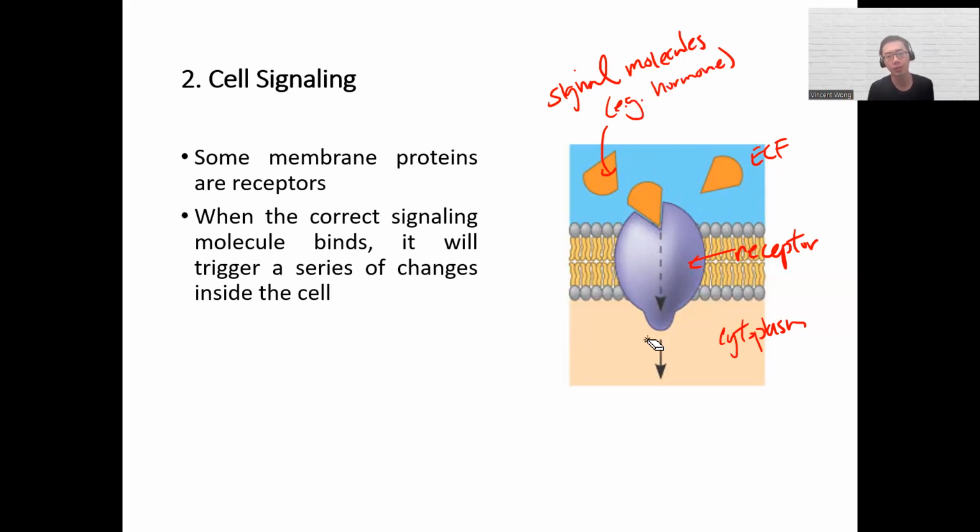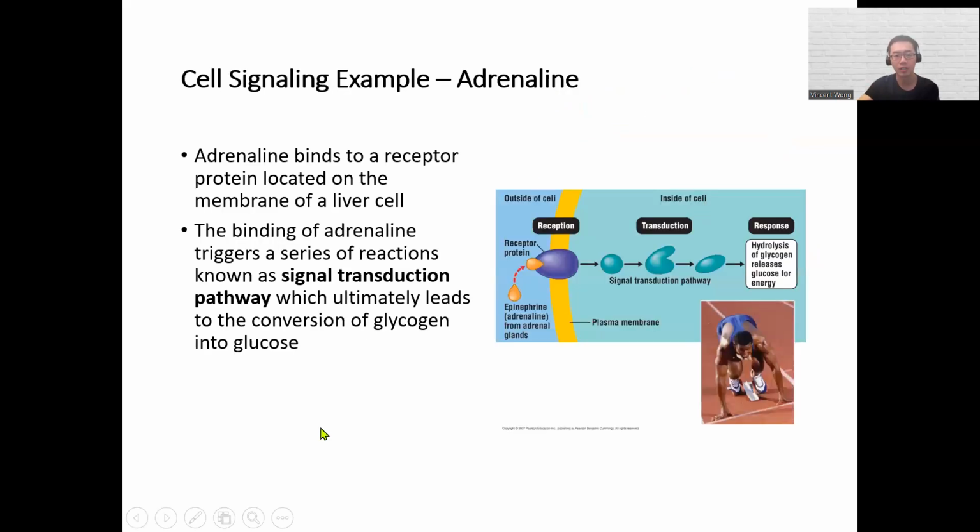Okay, so they will bind to the receptor, which would then trigger a series of changes and reactions inside the cell. Right? And those changes would either change the behavior of the cell, or it would change the gene expression. It might turn on some genes, turn off some genes, and that would cause the cell to behave differently. Okay, so a lot of times the molecules don't go into the cell; they just bind to a receptor, and then it makes all these changes. So an example here is adrenaline.